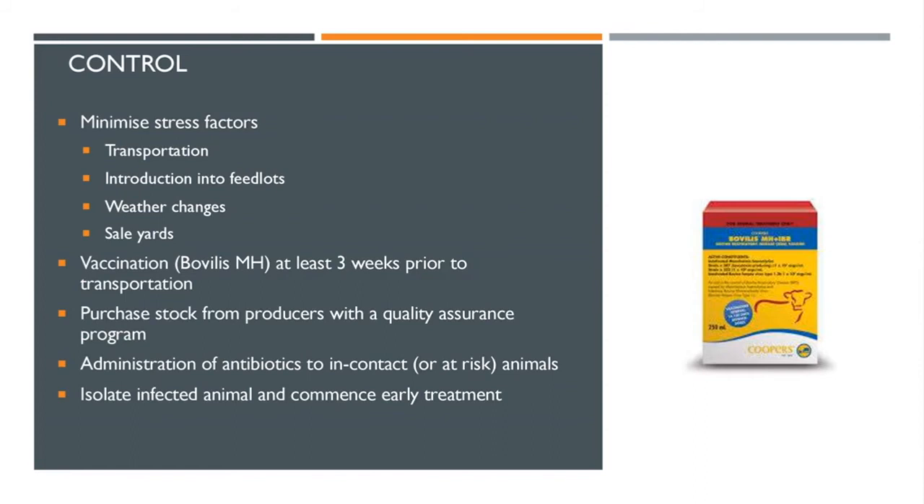Besides, vaccinating the animals at least 3 weeks prior to transportation has been shown to be effective. It is recommended to purchase stock from producers with a quality assurance program. In the face of an outbreak, administration of antibiotics to in-contact, at-risk groups of animals should ideally be done by injection. It is also very important to isolate the infected animals and commence early treatment.